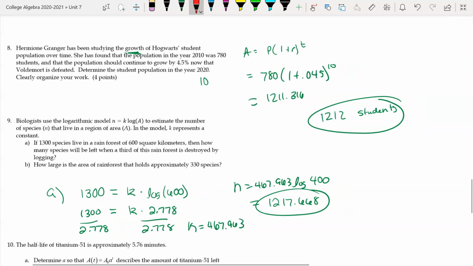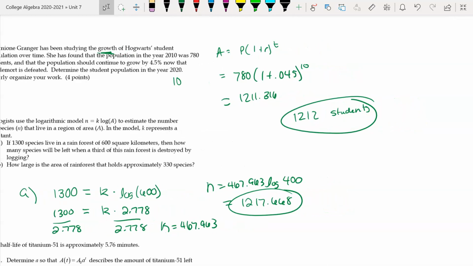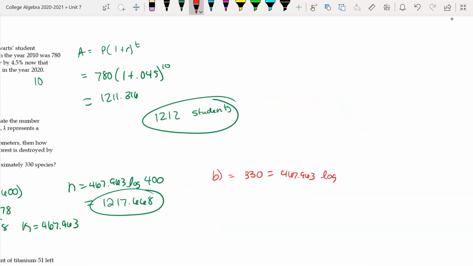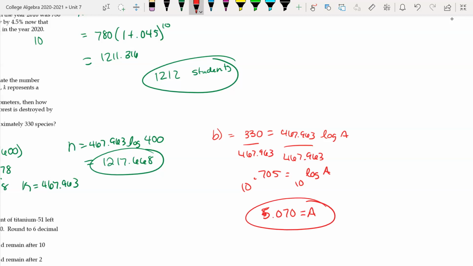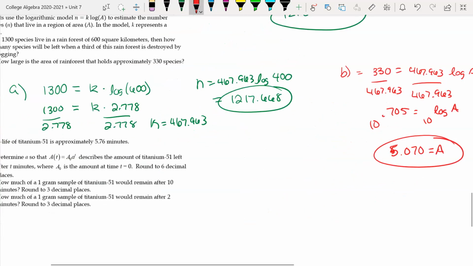And it says, how large is the area of rainforest that holds approximately 330 species? So I'm going to set it up. 330 equals 467.963 log of A. Divide by my 467.963. Divide by my 467.963. So I have 0.705 equals log of A. To get rid of a log, you make the base 10 on each side. So 5.070 equals A. So 5 square kilometers.